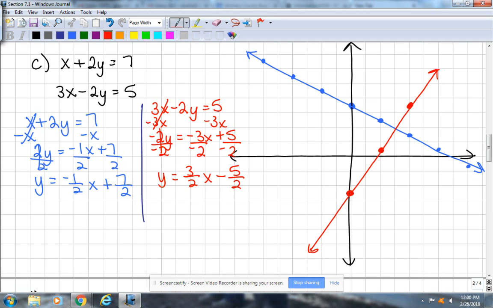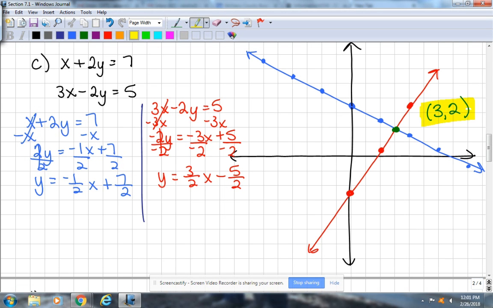And I am crossing these two right here at this green point. So my solution is that ordered pair for this system of equations, and that is the point positive 3, positive 2. So that is my solution.